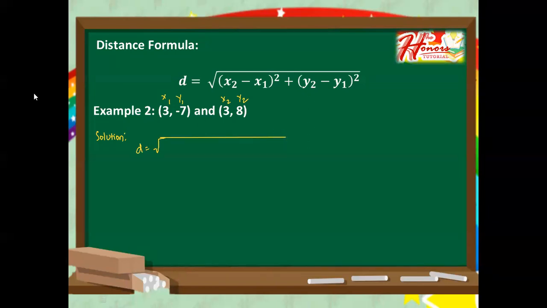So that is square root of x sub 2, that's 3, minus x sub 1, that is 3 also, squared, plus y sub 2, that is 8, minus y sub 1, that is negative 7. So minus negative 7 here, squared. Then let's continue solving. So now this is equal to 3 minus 3, that is equal to 0, raised to 2 plus the quantity of 8. Negative times negative is positive, so plus 7 squared.